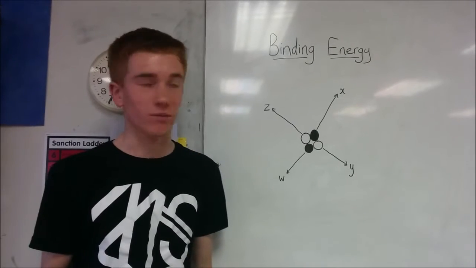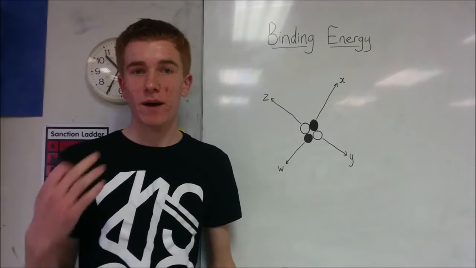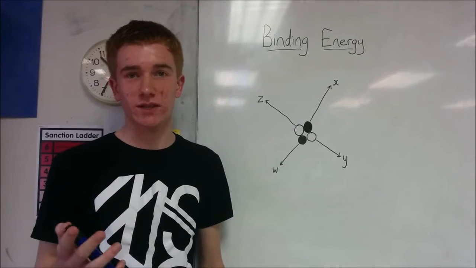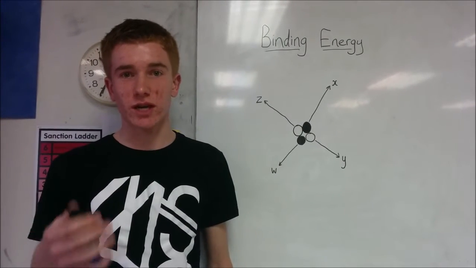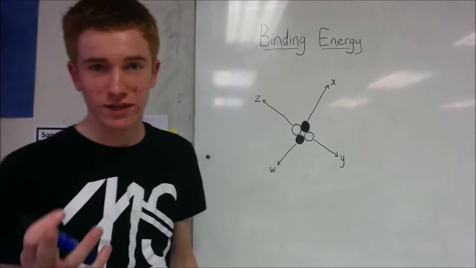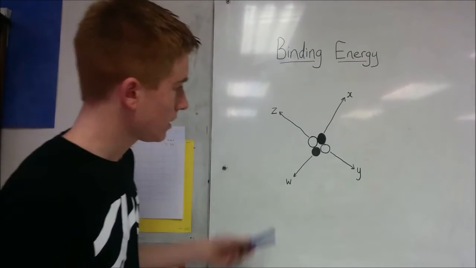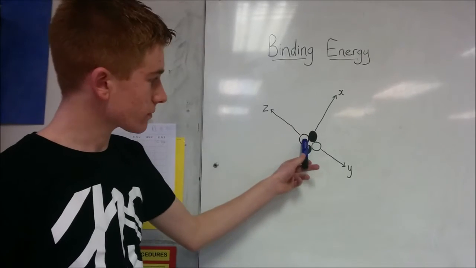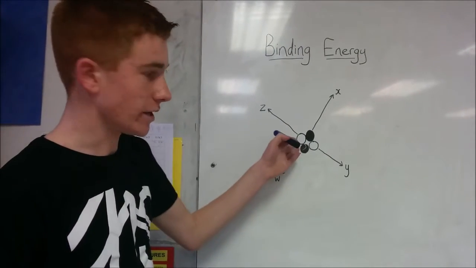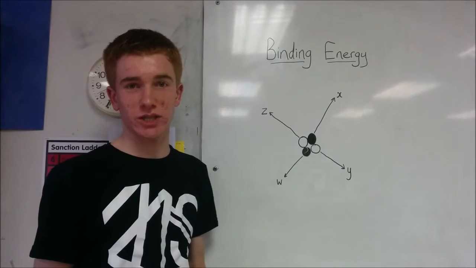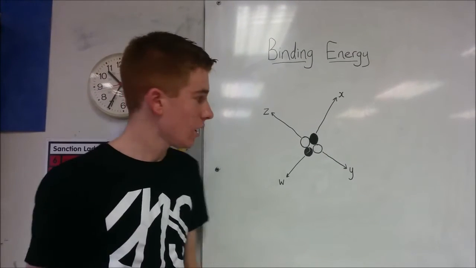So first, for definition, what is binding energy? Binding energy is defined as the work done on a nucleus to separate it into its constituent neutrons and protons. So I'll give an example about how this links to E equals mc squared. Imagine a nucleus. Here in the nucleus, the binding energy is a maximum and the potential energy equals 0.